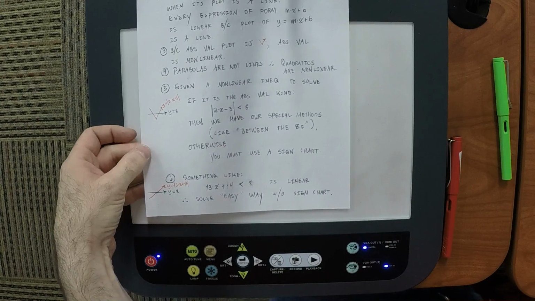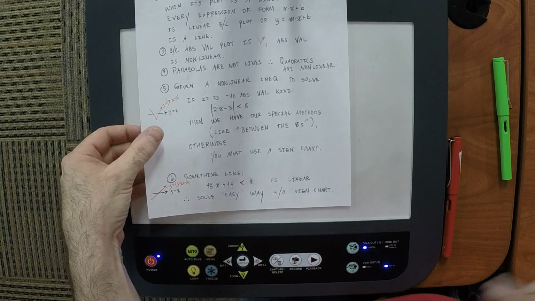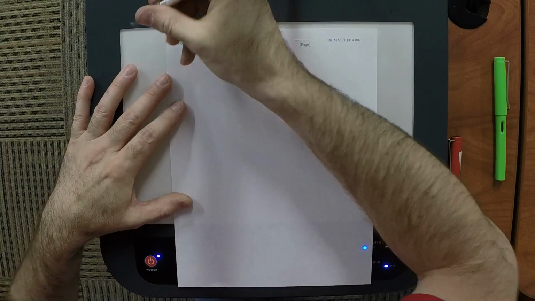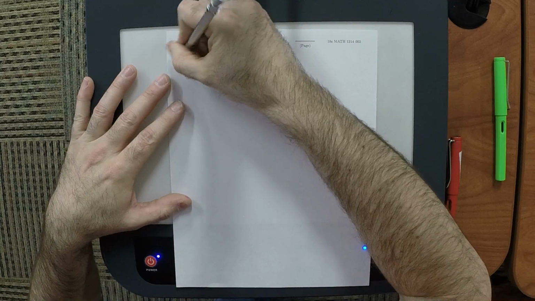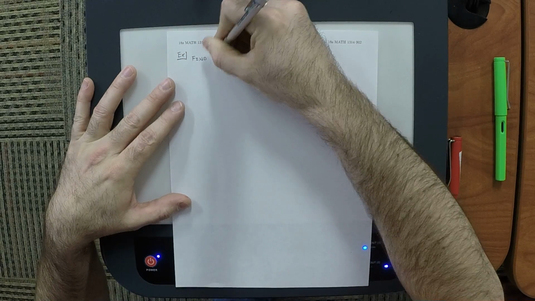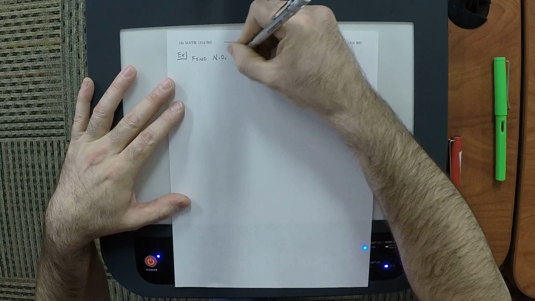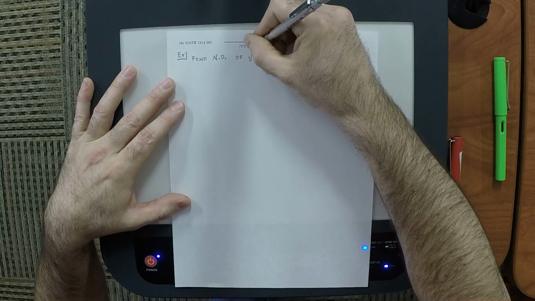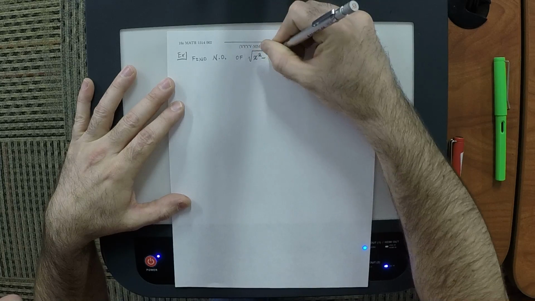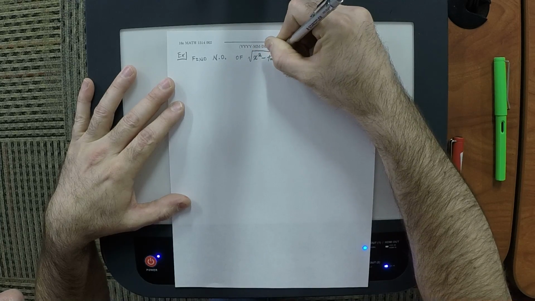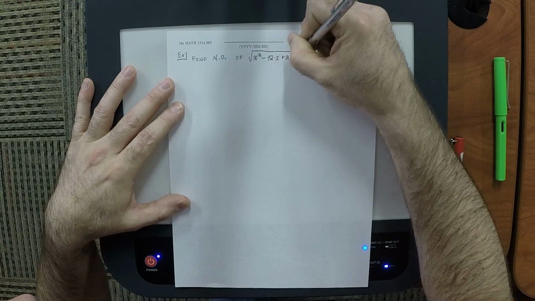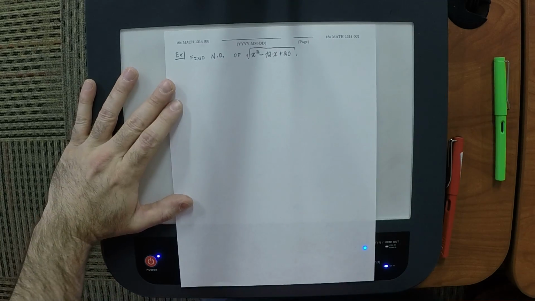Other questions? Okay. So here's an exercise. Please find the natural domain of the square root of x squared minus 12x plus 20.